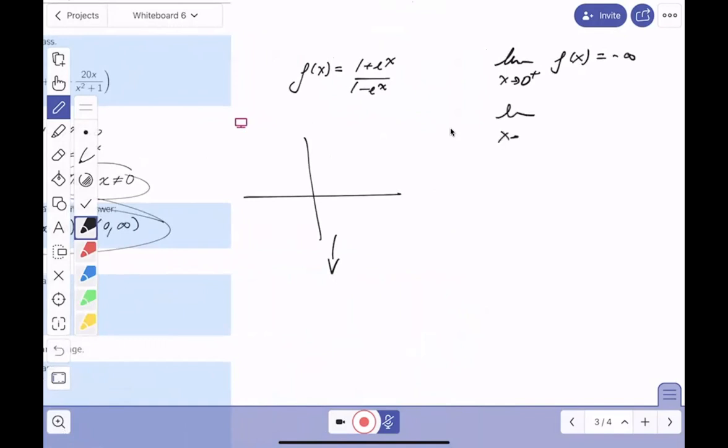Limit x goes to 0 from the left, f of x. What do you get at the top? You still get 2 on top. Let's see, you got negative numbers on the bottom over there. So that would be positive plus infinity. So I'll put this over here. And then the limit, x goes to infinity, 1 plus e to the x over 1 minus e to the x. That's minus 1.